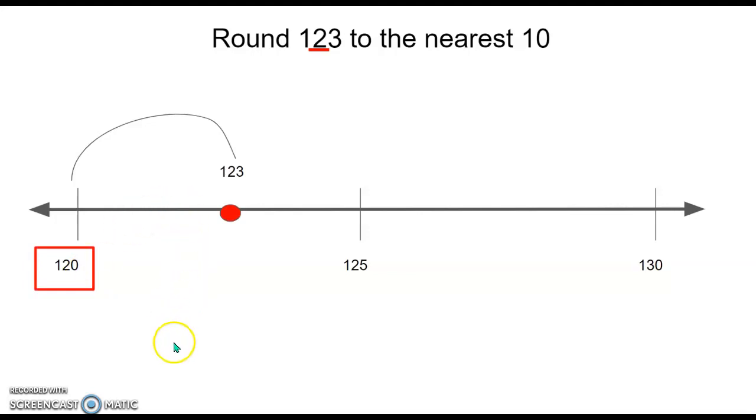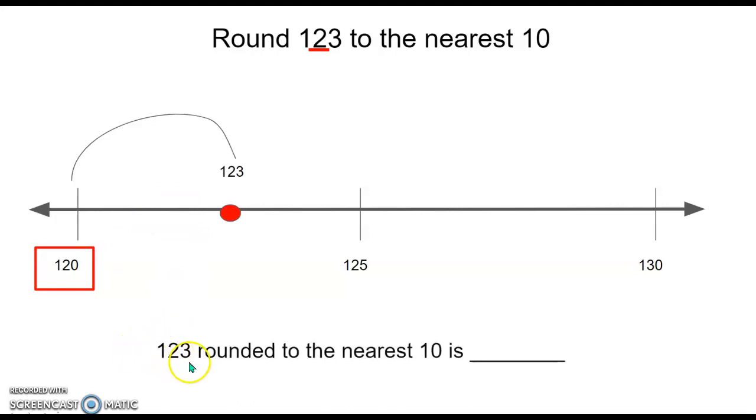Then I'm going to fill in my sentence stem. It says 123 rounded to the nearest 10 is, and we just decided that it's 120. So I'm going to go ahead and write that on my space. Make sure you have all of this work on your paper before moving to the next number line.